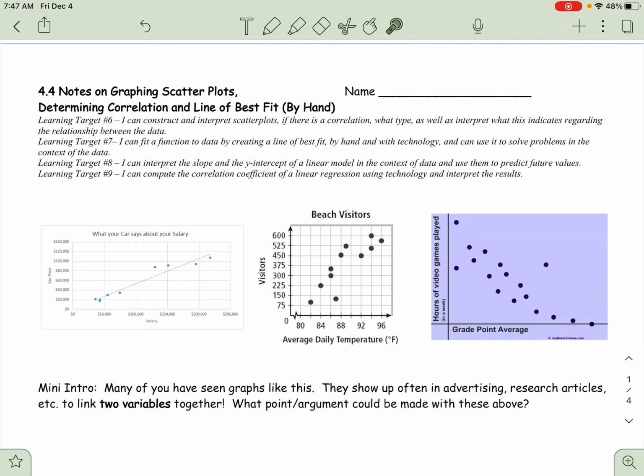So what we can say and what we'll look at is that a correlation? So is that actually true? Is it true that your average daily temperature causes more people to go to the beach, or is it just coincidental, right?